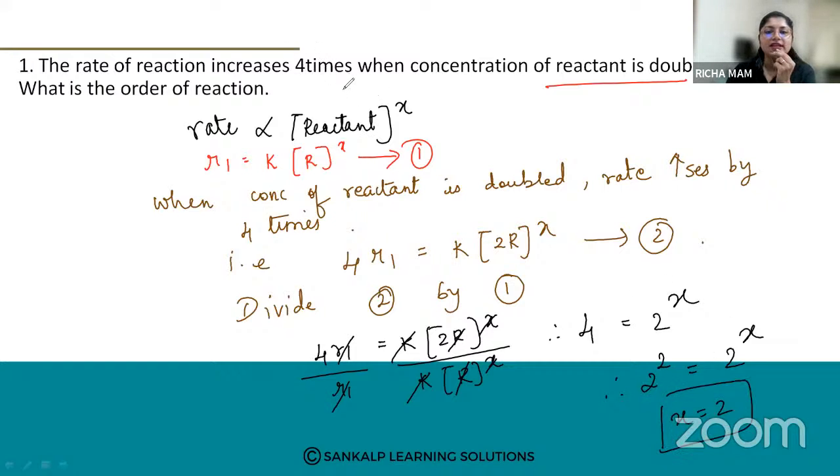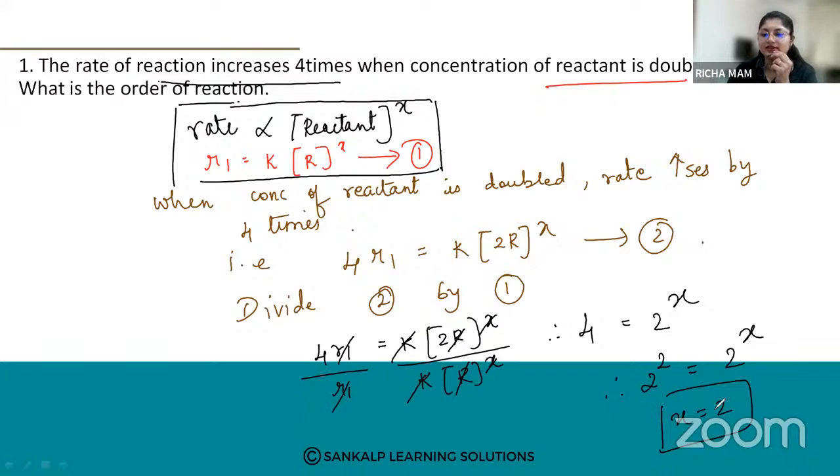So the rate of reaction increases 4 times when the concentration is doubled. We know that rate is directly proportional to the reactant raised to the exponent. When the reactant is doubled, the rate of reaction increases by 4 times. So 4R1 equals this, and after relating, you will get the order of reaction as 2. Is it clear? Yes. So like this, the question can be asked. Okay, fine. Let us go for the next problem.